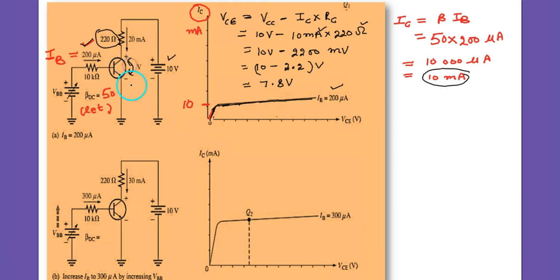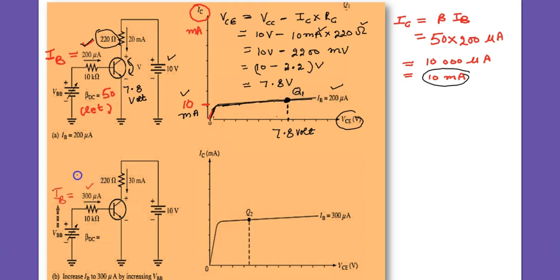Because along the x-axis it is VCE. Now in our figure VCE is fixed at 7.8 volt. So here it is 7.8. Collector current is 10 milliampere. Base current is 200 microampere. These are the parameters for this figure.